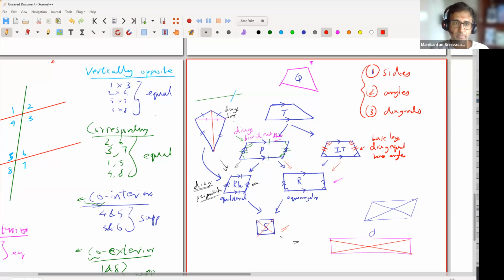Yeah, Sana, your hand was up in between. Yeah, I wanted to agree that it has to be a square. Should I give an explanation? Go ahead, please. Yes. So, a quality of an isosceles trapezium is that the base angles are equal.